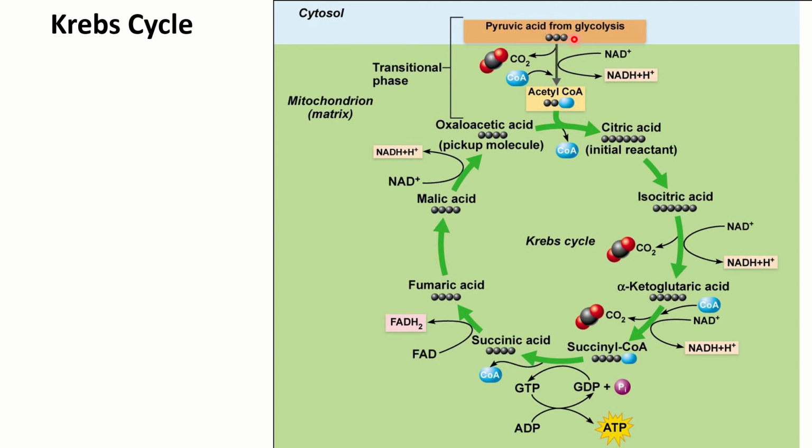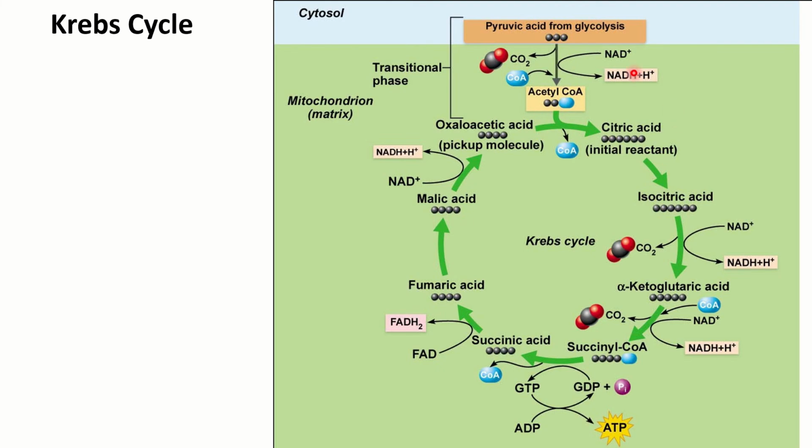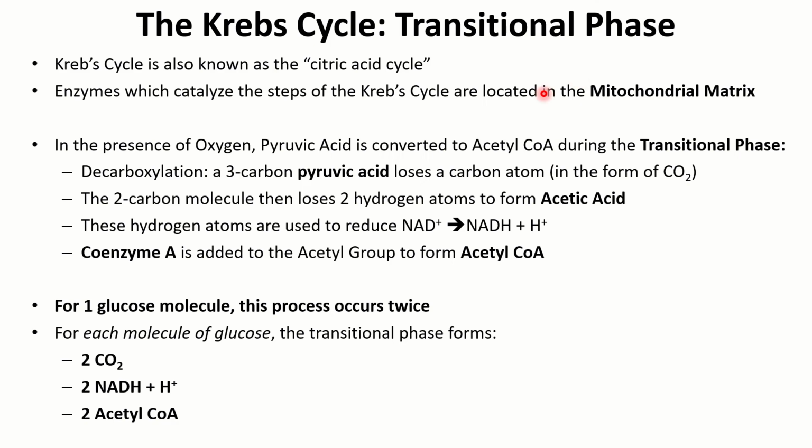So you take the 3-carbon pyruvic acid, and from that you remove 1 carbon in the form of carbon dioxide. Again, remember, carbon dioxide is a byproduct here, and you're going to see 6 total per glucose molecule. You also are going to go ahead and reduce more coenzymes in this situation, and then you're going to add a coenzyme A to this molecule to form what's known as acetyl-CoA. And so the goal of the transitional phase is to start with pyruvic acid and make 1 acetyl-CoA. And so as a result, per molecule of glucose, you should see 2 carbon dioxides, 2 reduced coenzymes, and 2 acetyl-CoA formed during this step.